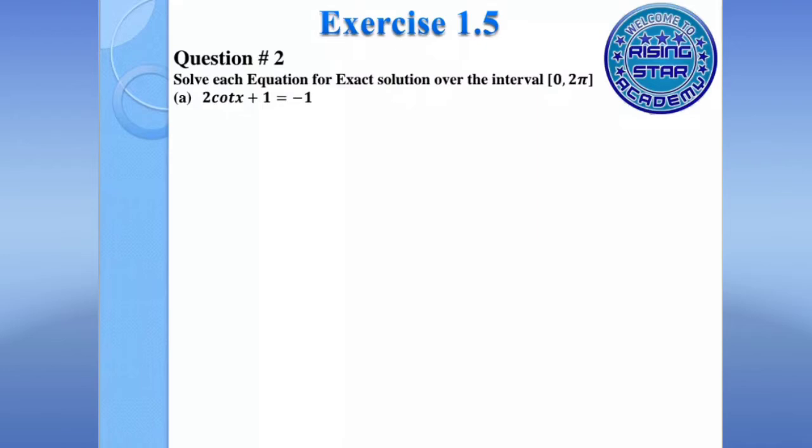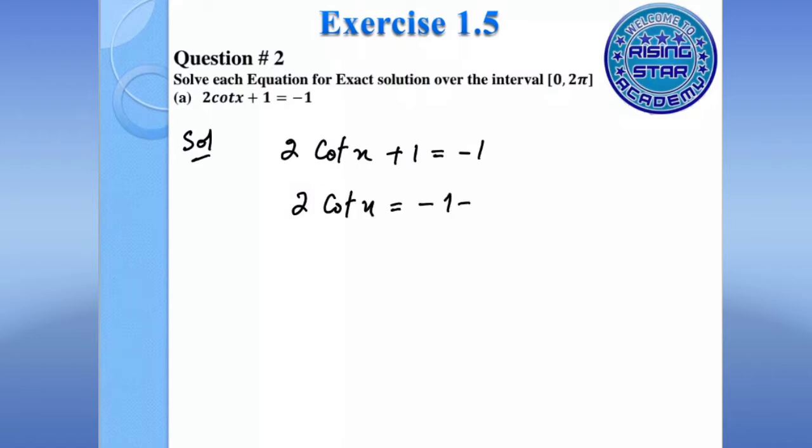Now we will solve exercise 1.5 question number 2. So part A, that is 2 cot of x plus 1 is equals to negative 1. 2 cot x is equals to minus 1 minus 1, that would become minus 2. Dividing it by 2 on both sides, so we have cot x is equals to negative 1.